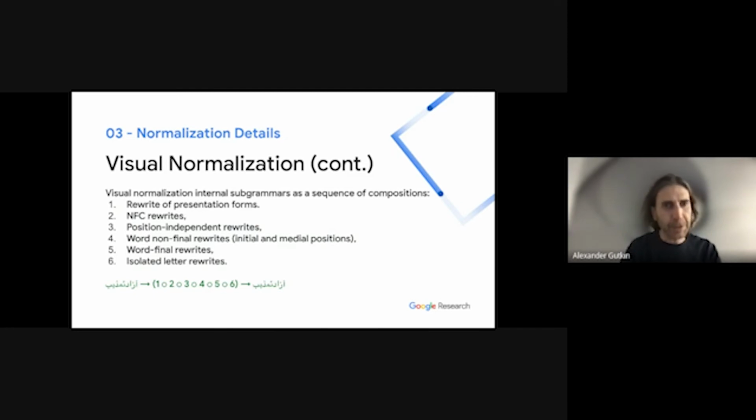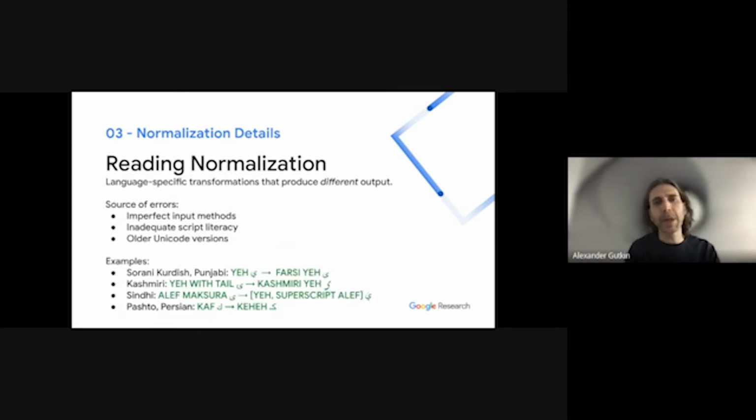There are 6 steps. We rewrite the presentation forms, then we use NFC rewrites, and then we do various positional rewrites followed by isolated letter rewrites. The next transformation is reading normalization. In certain cases, we need language-specific transformations that produce different output.